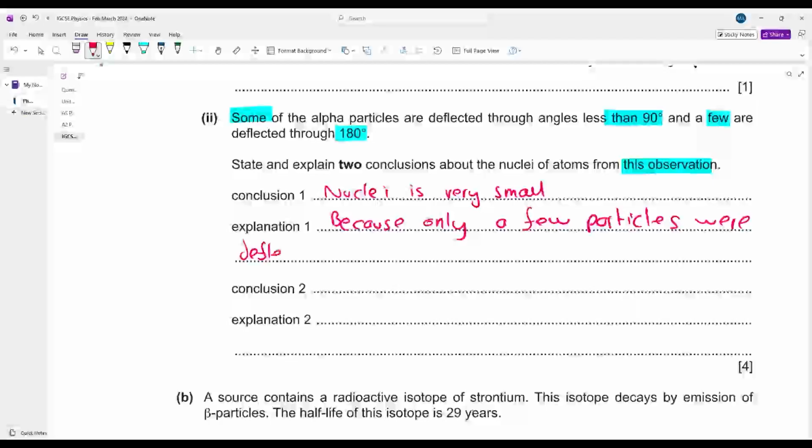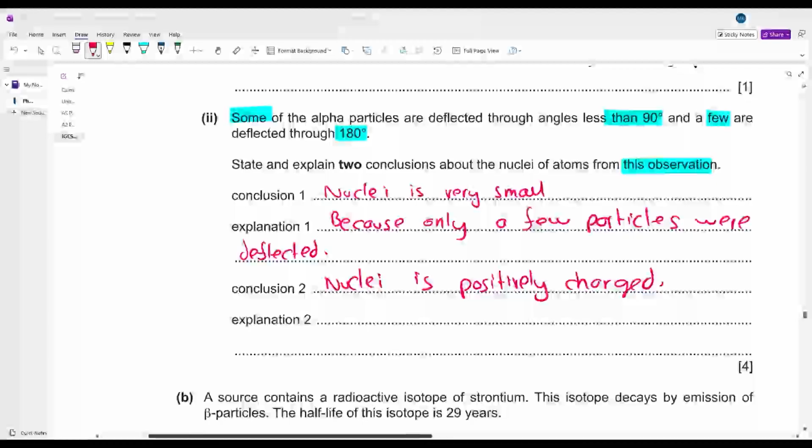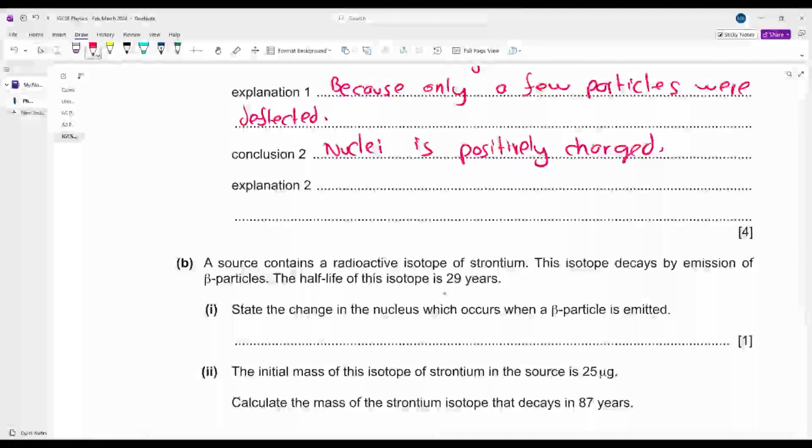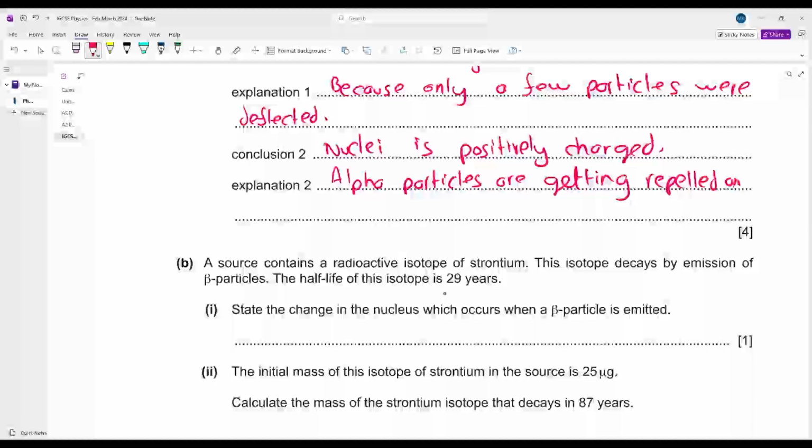Okay. What can you say as the second conclusion? Nucleus is positively charged. Sir, how do you even know that the nucleus is positively charged? Any geniuses? Because the alpha particles are getting repelled. Alpha particles are positively charged, hence the nucleus must also be positively charged. So write this down. You can say alpha particles are getting repelled and they are positively charged.